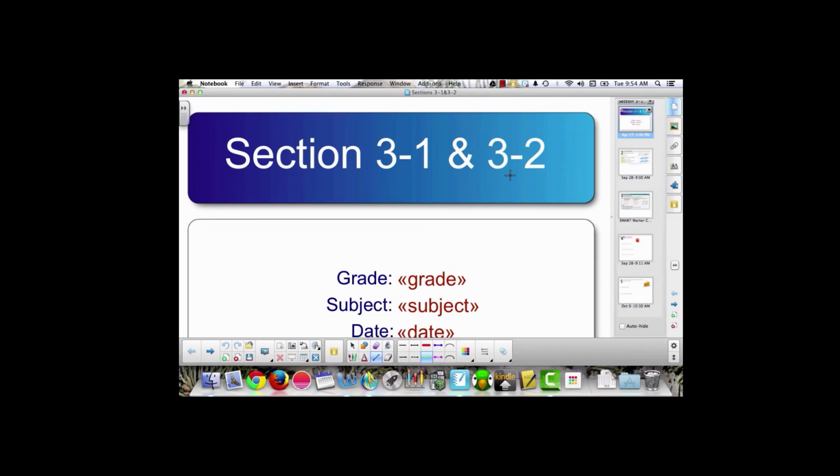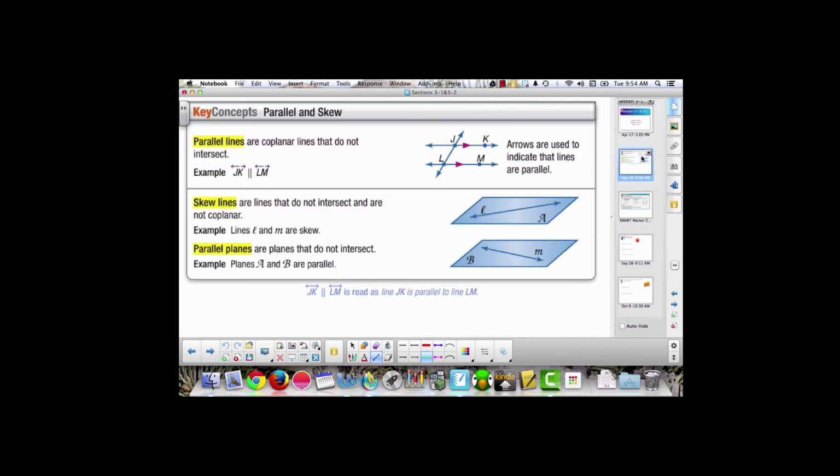Today we are going to start Chapter 3. We'll be doing sections 3.1 and 3.2 in your book. First, we're going to start with some vocabulary words.